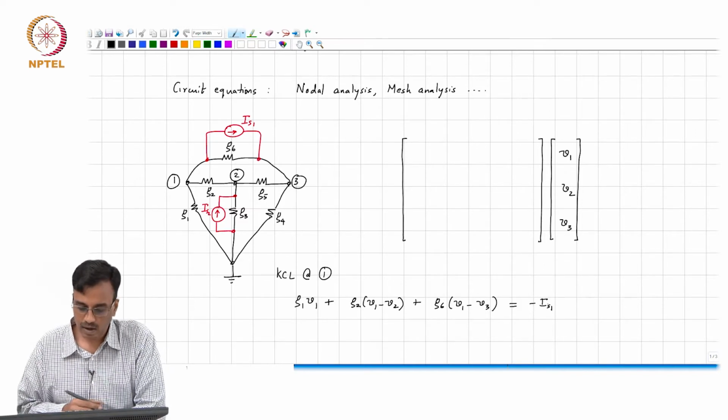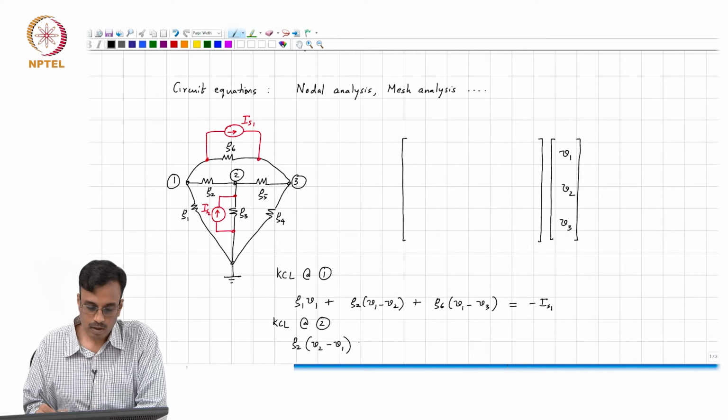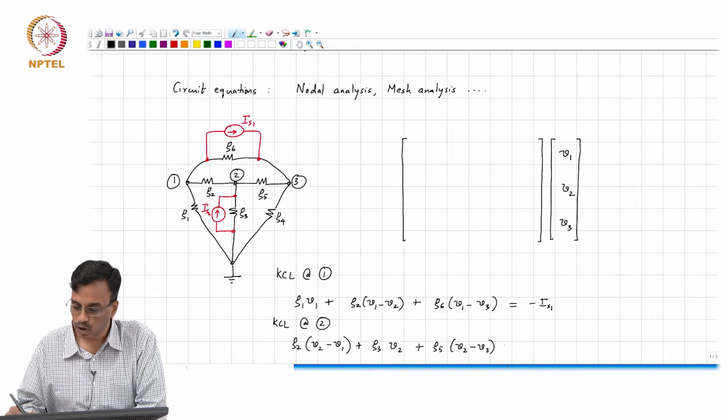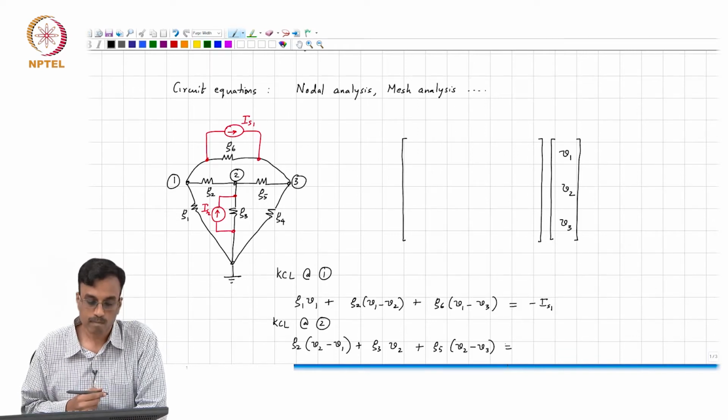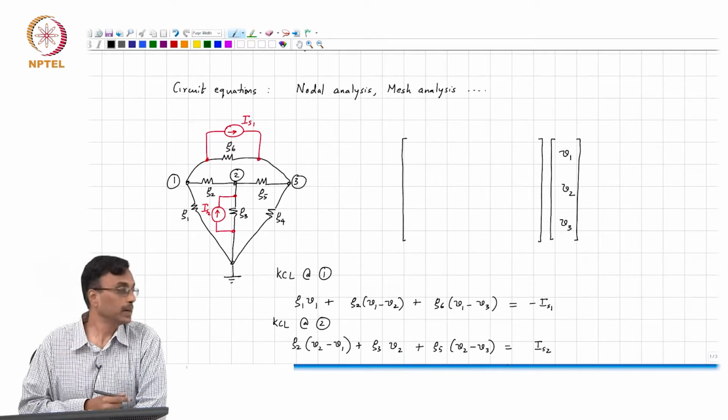Okay. And likewise, KCL at node 2 gives us G2 times (V2 minus V1) plus G3 times V2 plus G5 times (V2 minus V3) equals, at node 2, what is the sum total of all the current flowing from the source exciting it? Oh, sorry, that is IS2 indeed. Thank you. All right.